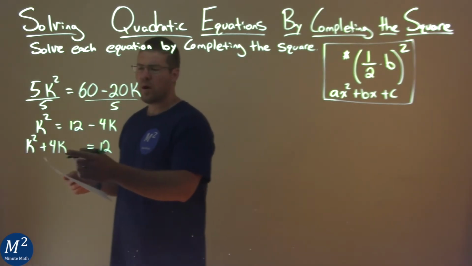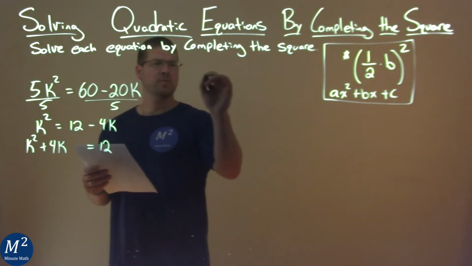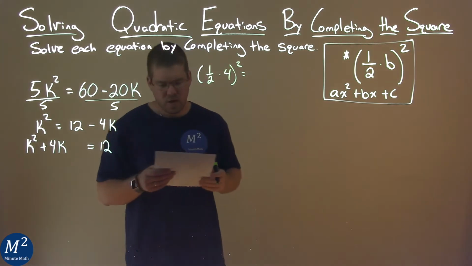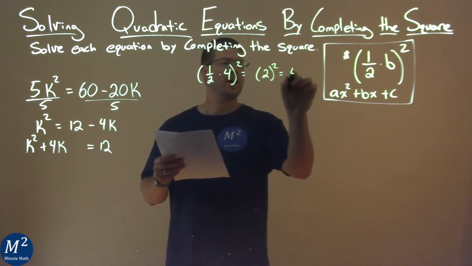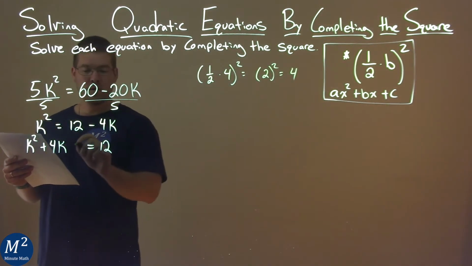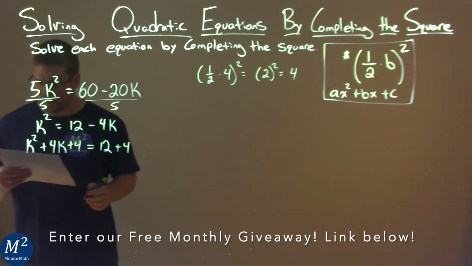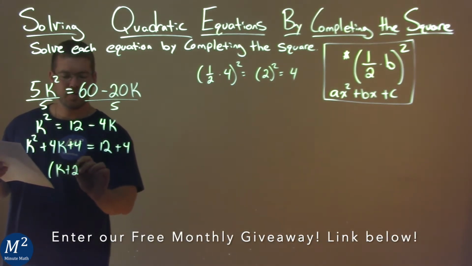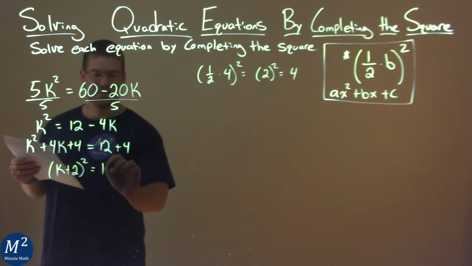Well, I'm going to take now my b value. You'll see why I left a space there in a moment. My b value being 4, and I'm using my formula, 1/2 times 4, all squared. Well, 1/2 times 4 is 2. You square that, and we get 4 again. So I'm now going to add a 4 to both sides of the equation. The left-hand side becomes a perfect square. k plus 2, all squared, is equal to, well, 12 plus 4, which is 16.